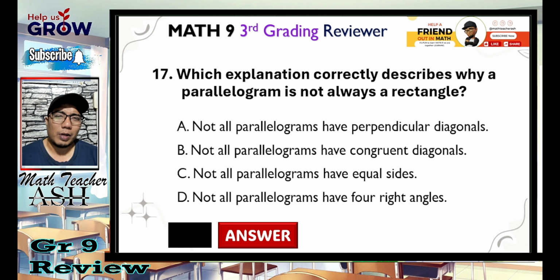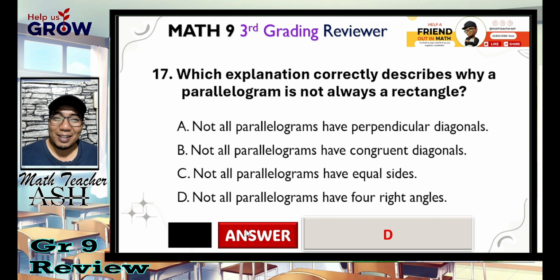Alright, my dear math learners, remember that a rectangle is a kind of parallelogram, but not all parallelograms are considered rectangles because the unique property of a rectangle is that it has 4 right angles. So we could say that all rectangles are parallelograms, but not all parallelograms are rectangles because one unique characteristic of a rectangle is that it has 4 right angles. So letter D is the correct answer. Let's check. Alright, my dear math learners.